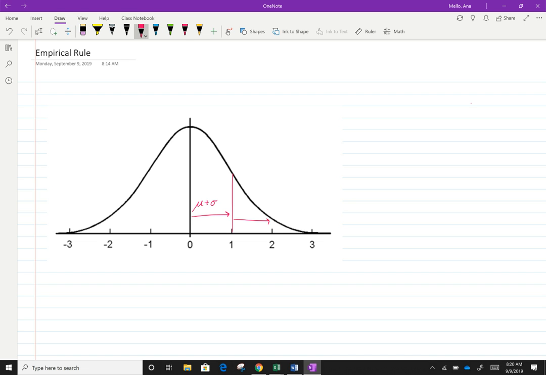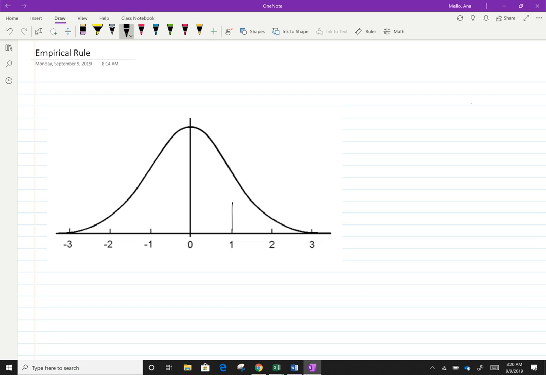2 would be the mean plus 2 standard deviations, and then 3 would be the mean plus 3 standard deviations. That's 3 standard deviations above the mean. To the left side, when you do minus 1, that's 1 standard deviation below. We have 2 standard deviations below, and then 3 standard deviations below. So the mean is the average of the population that you're dealing with, and the standard deviation represents the spread. The empirical rule has set values or percentages that go with each standard deviation.